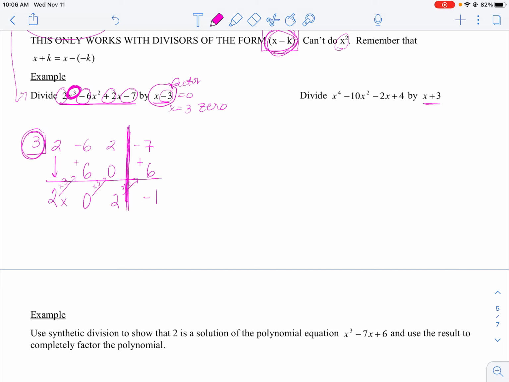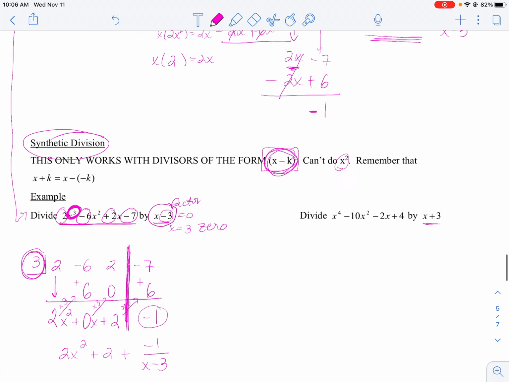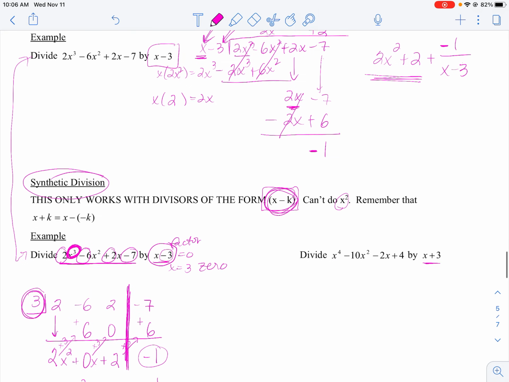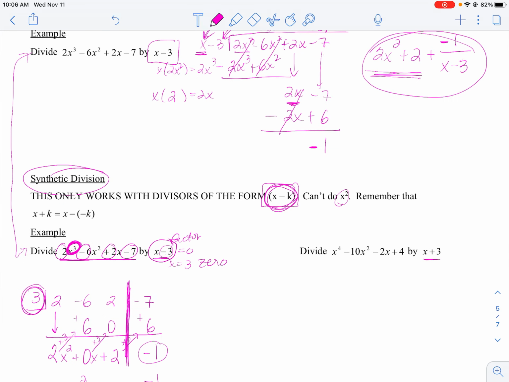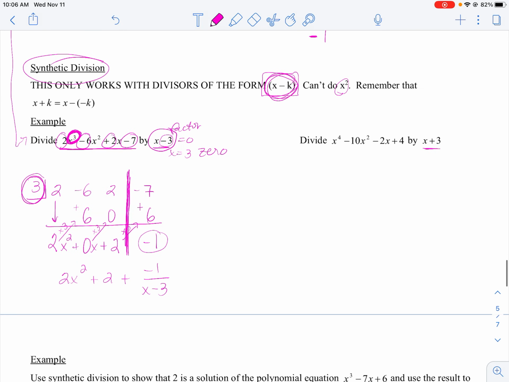If we started off with x cubed, we are now going to be x squared, and then x, and then no x's, and then the last number is our remainder. So we actually end up with 2x squared plus 2 and then the negative 1 over x minus 3, which is the exact same thing. I'm not going to be able to get them both on screen, but the exact same thing is up here. So by long division or synthetic, we ended up with the same answer.